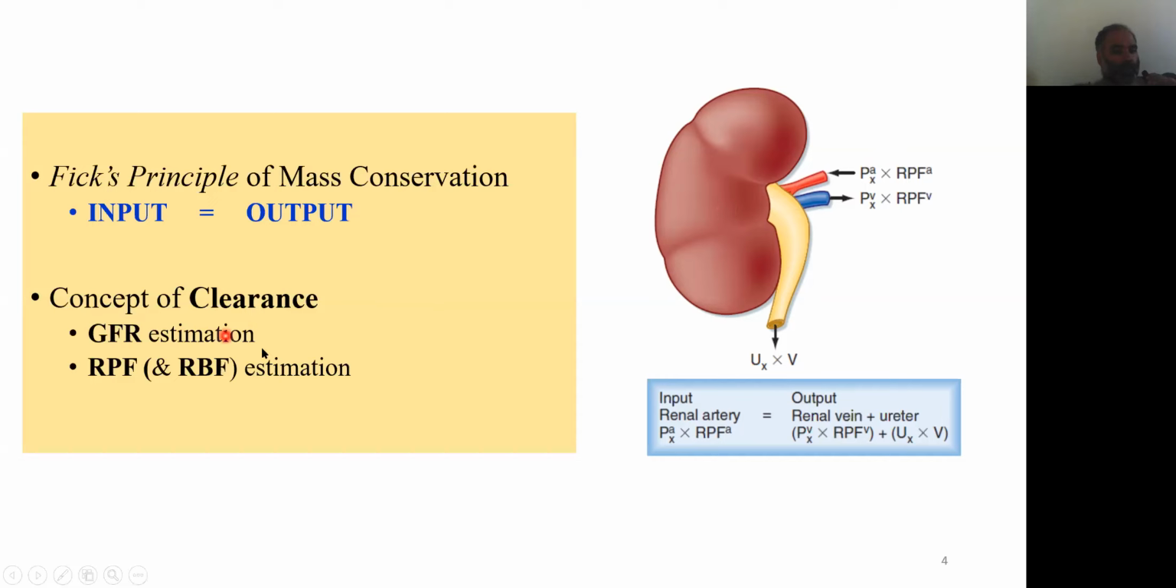Don't worry if you don't understand it at this point. I'm just introducing the subject. We'll go into detail in a bit. The purpose of this slide is just to introduce to you what Fick's principle is and how we manipulate it in the concept of clearance to estimate GFR and renal plasma flow. And as I said, once you've done this, this is the major heavy lifting. The renal blood flow is a very straightforward formula.